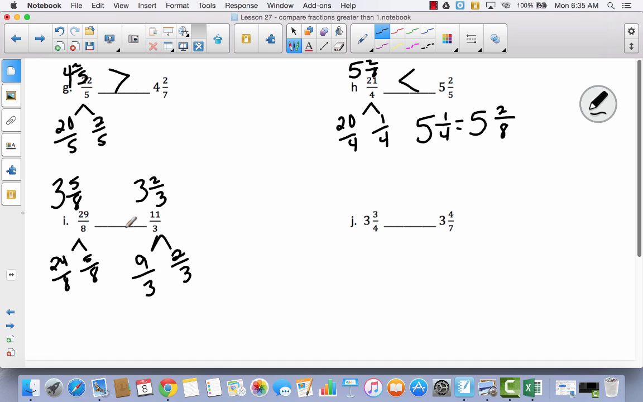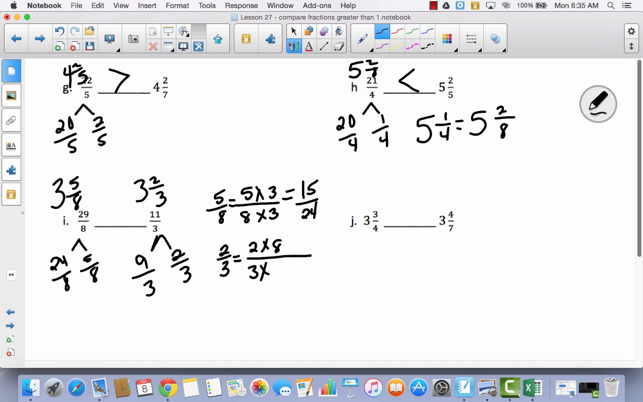So I'm thinking, I'm going to have to find a common denominator. So I've got 5/8 and I've got 2/3. So instead of using an area model, I'm going to take my numerator and my denominator of the eighths and I'm going to triple them like this. That's going to give me 15/24. And then for this one, I'm going to take my numerator and my denominator and I'm going to multiply these times 8. And look at what happens.